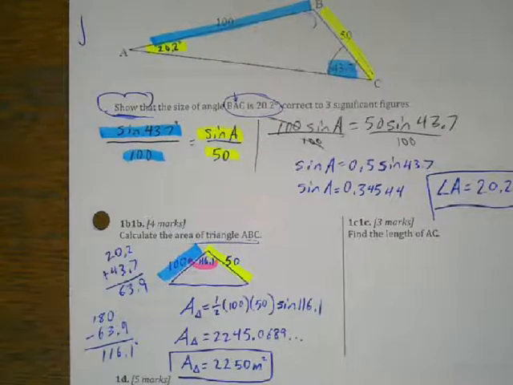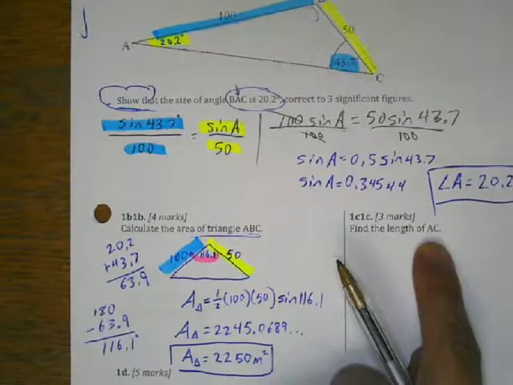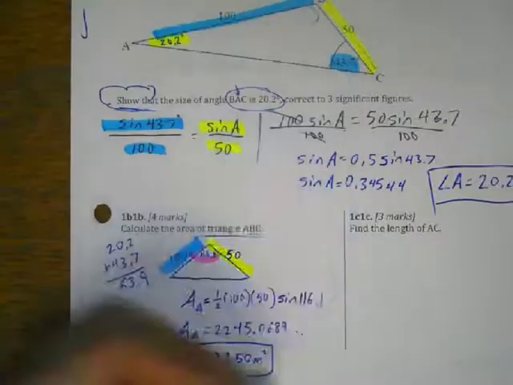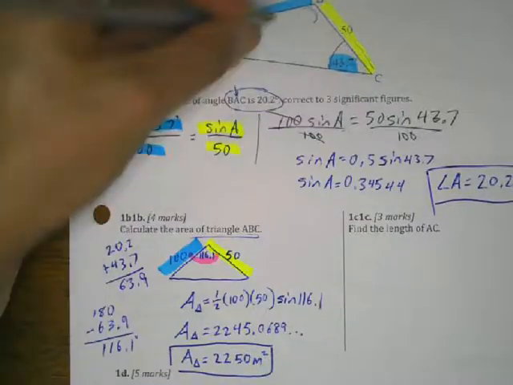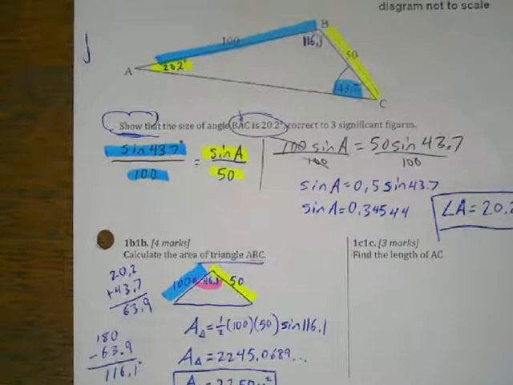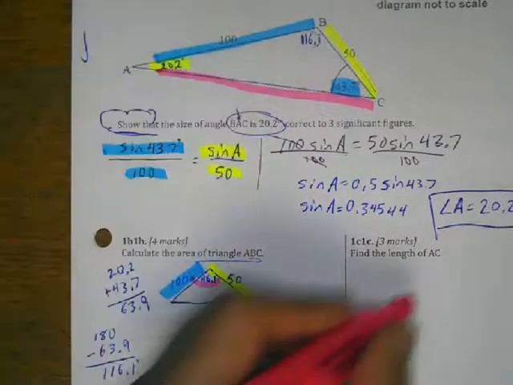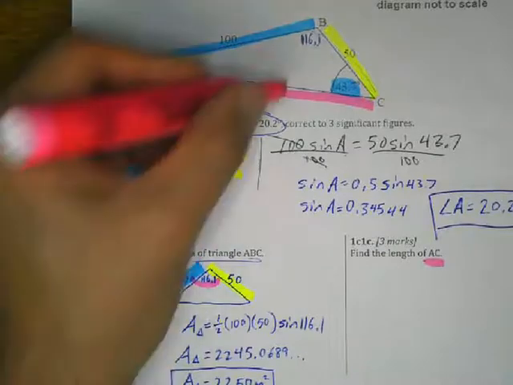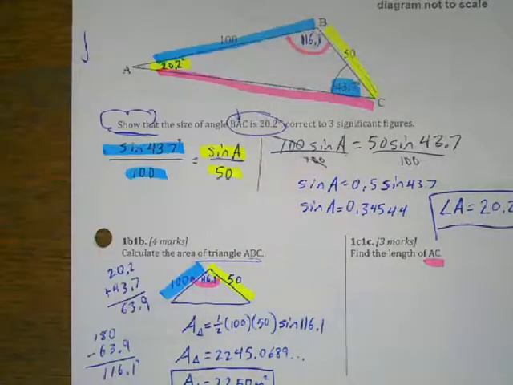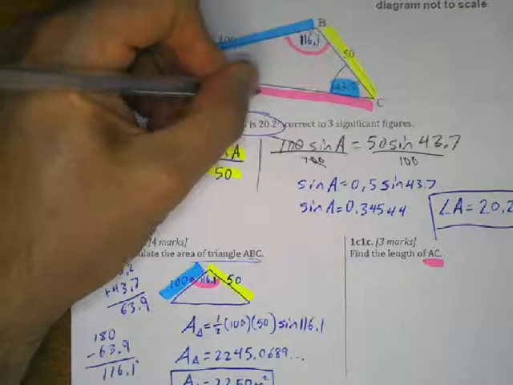Okay, you may want to hit pause if you need to copy this down. Find the length of AC. So if I know this is 116.1, then I can do the law of sines again, because they're trying to figure out this length, AC, and I know this angle. So let's write it out. Let's just call that x, right?